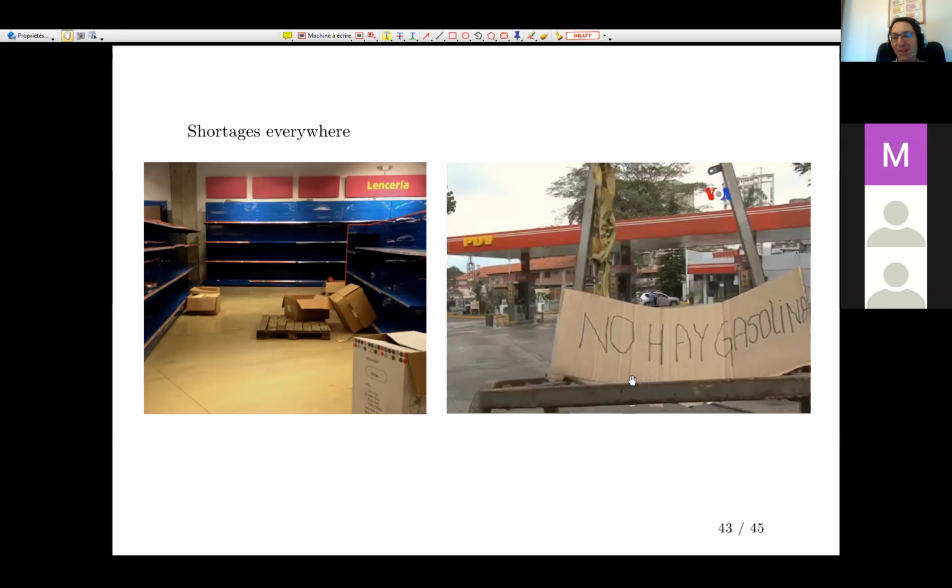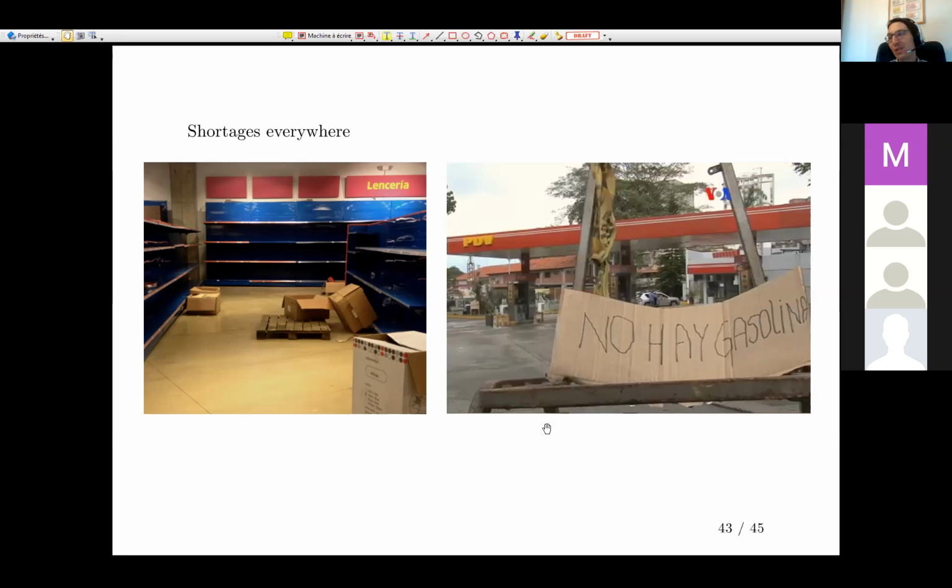So the person who answered in Spanish in the quiz, do you understand what this is? Or anybody? We don't have gasoline. Yeah, exactly. It's super sad to see that even a country with such a huge oil sector cannot even maintain its gasoline supply. So things are very bad right now.